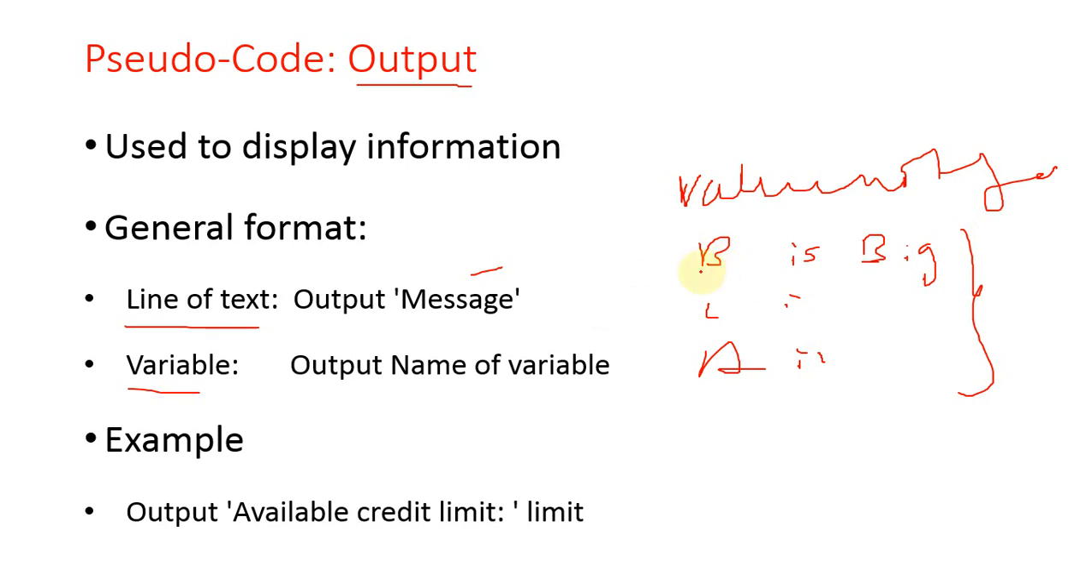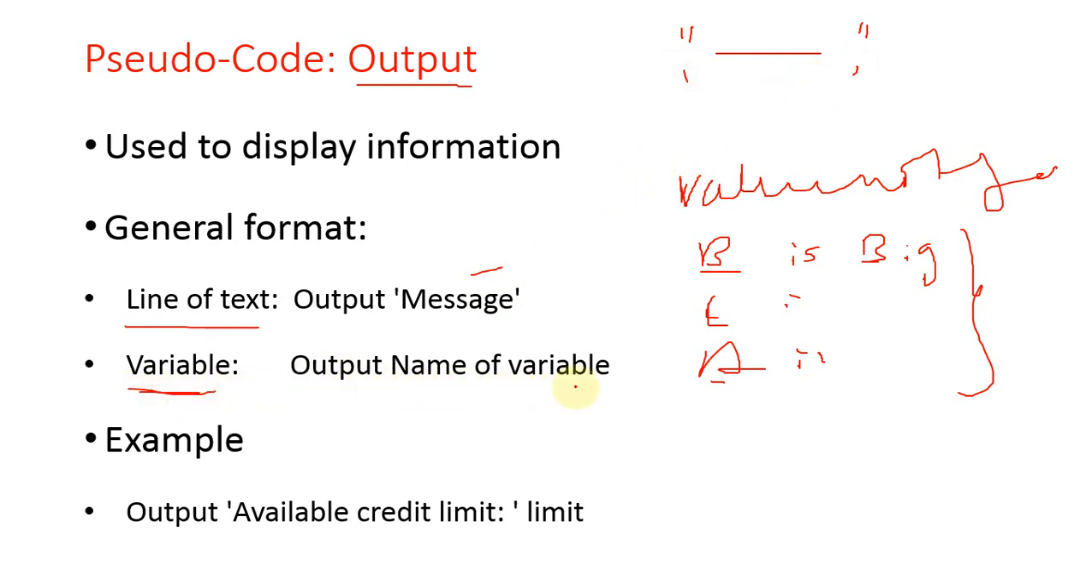We are not going to display the B value or C value or A value, isn't it? We are simply displaying a message. An output message is nothing but a text or string, so we put it in single quotes or double quotes. Okay, fine.